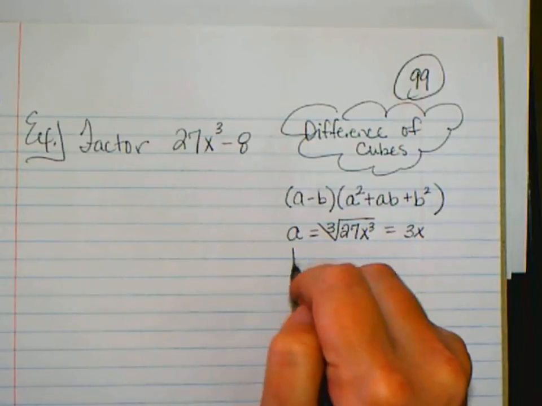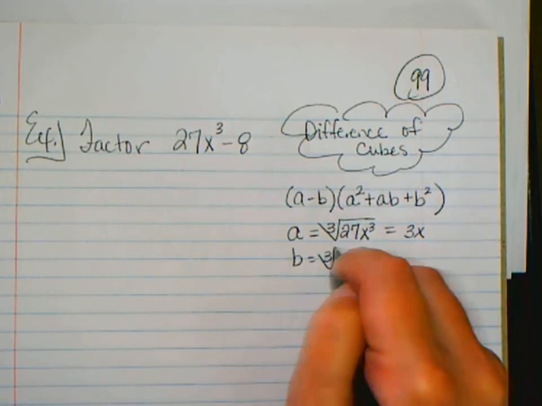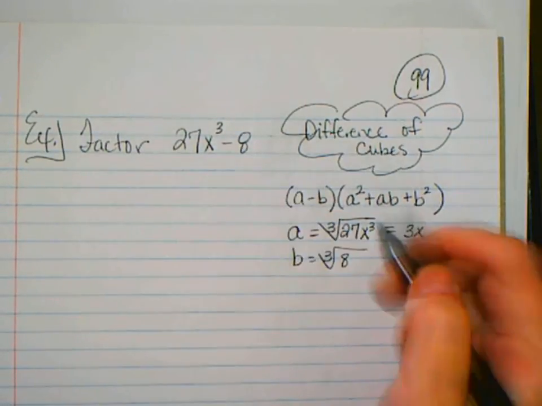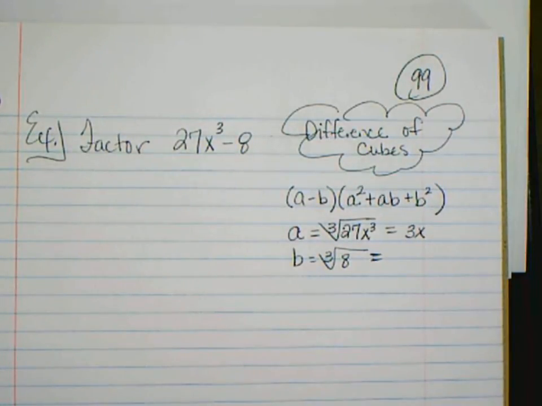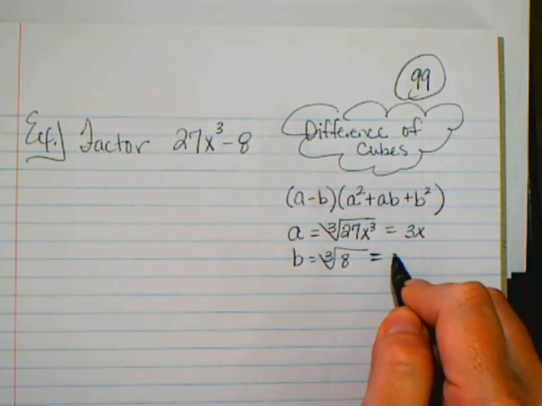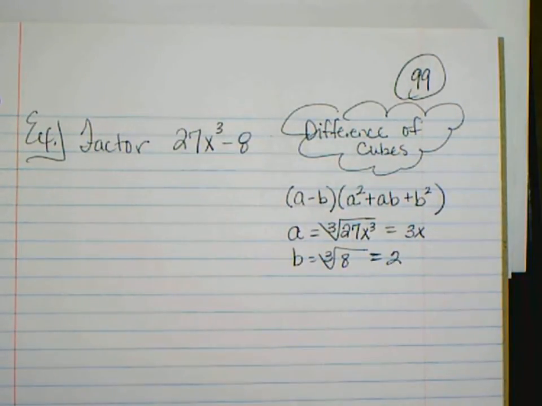To find B, we take the cubed root of the last term. Don't even worry about that minus sign because we're using the signs in the pattern. Okay, so don't let the minus throw you off. What's the cubed root of 8? 2. Because 2 times 2 times 2 is 8.